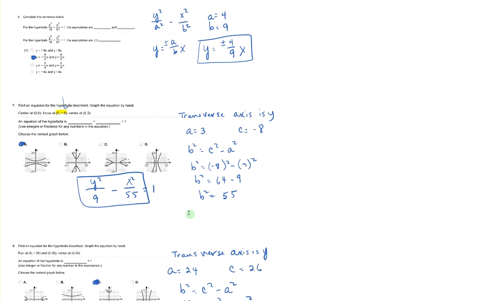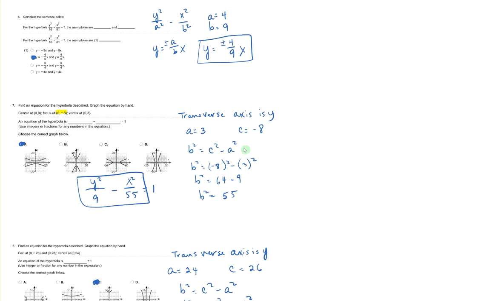Number 7, find an equation for the hyperbola described below. Let me get rid of that little thing right there. All right, so the center's at 0, 0, and the focus is at 0, negative 8. The vertex is at 0, 3. So what that tells me is that a is 3 and c is negative 8.